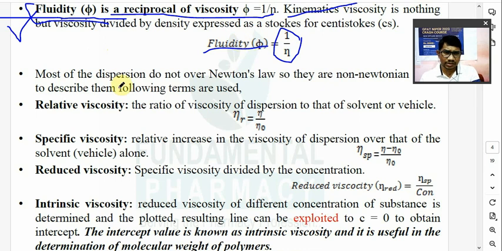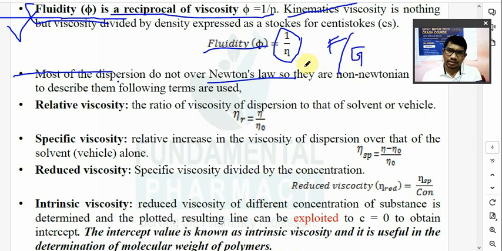Now most of the dispersions will not obey Newton's law, so they are known as non-Newtonian fluids. Now on the basis of viscosity, what is viscosity? Eta is equal to F by G, that is, viscosity is equal to shearing stress divided by rate of shear.